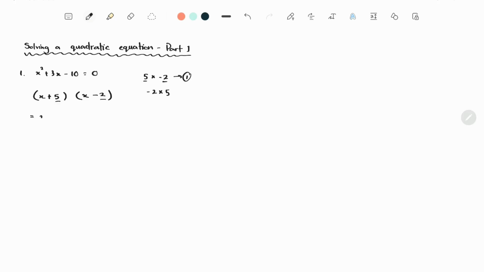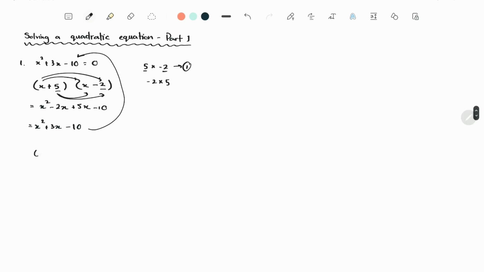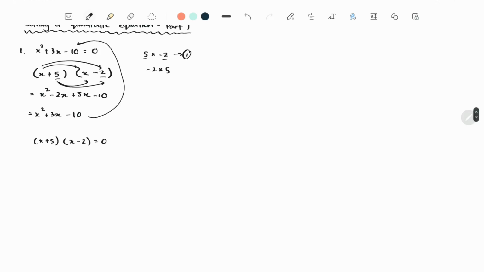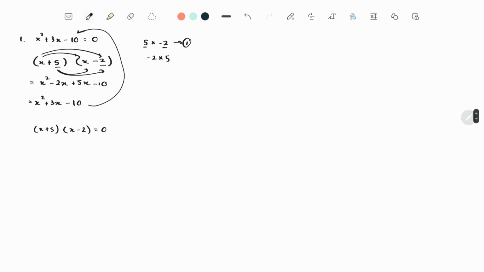Let's expand it. x squared minus 2x plus 5x minus 10. That is x squared plus 3x minus 10. Now this is exactly the same as this. Hence, we can say that x plus 5 times x minus 2 equals 0. Now you have factorized the equation.